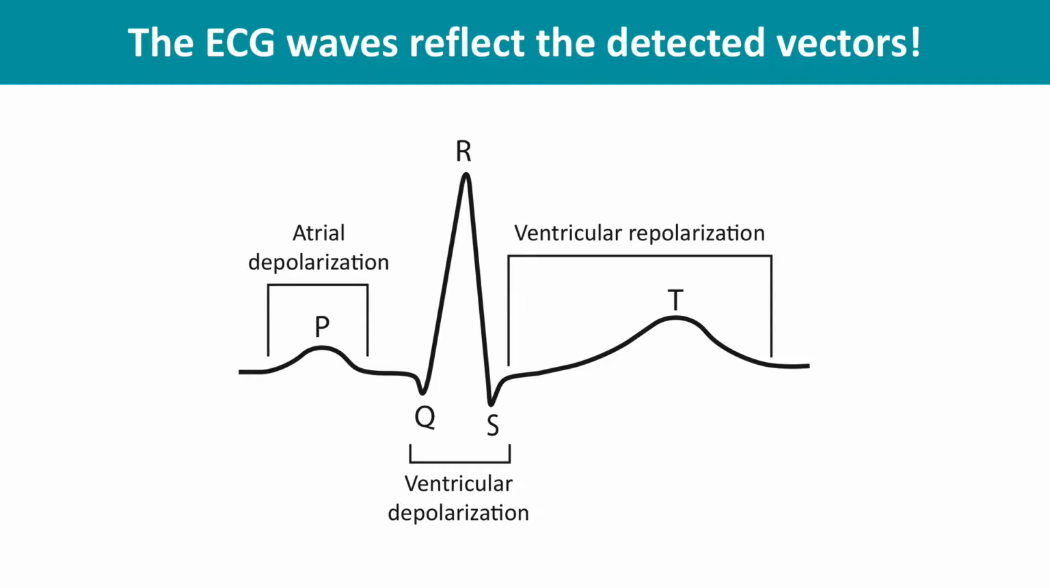So from this image, I could guess that atrial depolarization consists of one electrical vector, because I can only see one wave on this ECG curve. And the QRS complex appears to consist of three vectors, because there are three waves. The ventricular repolarization appears to consist of one vector. Now let's take a closer look at each of these vectors and how they are generated.